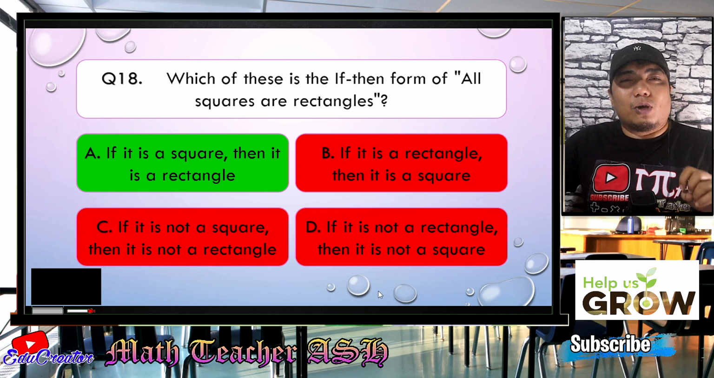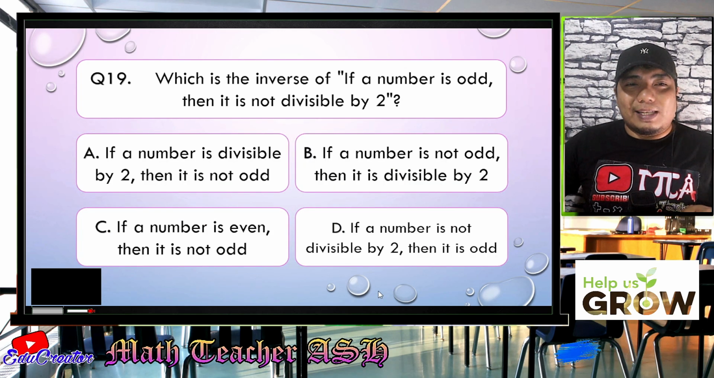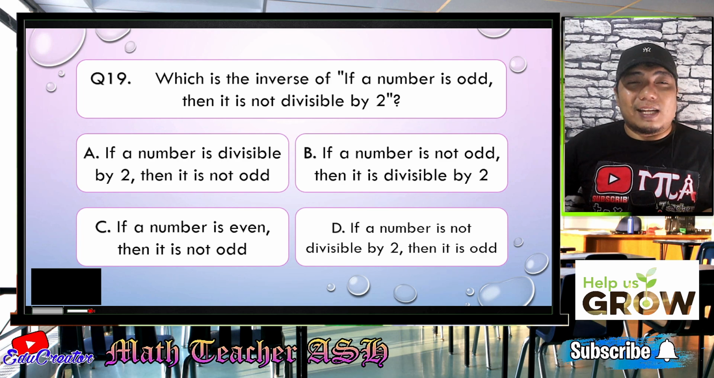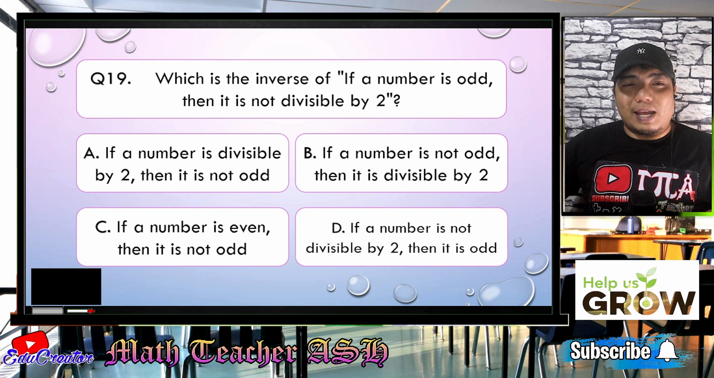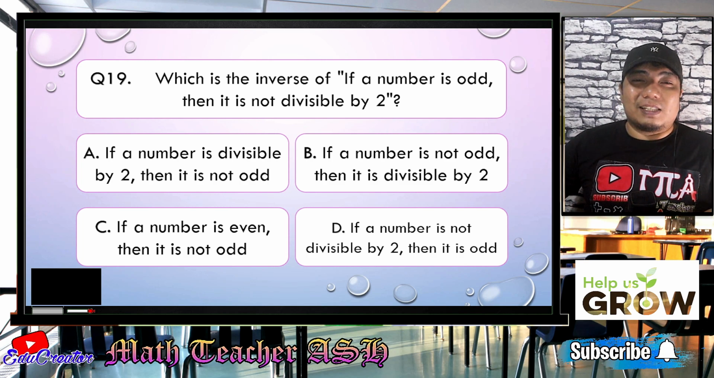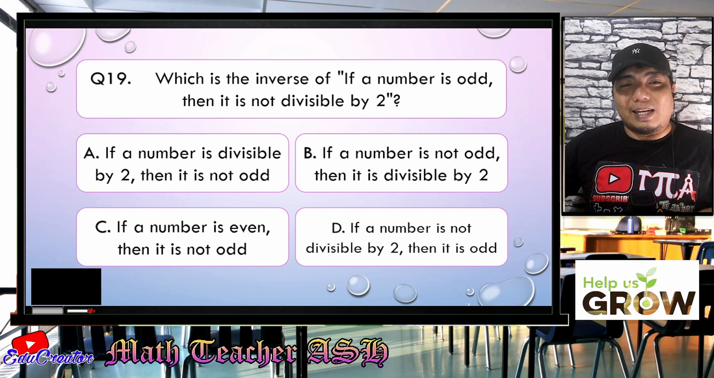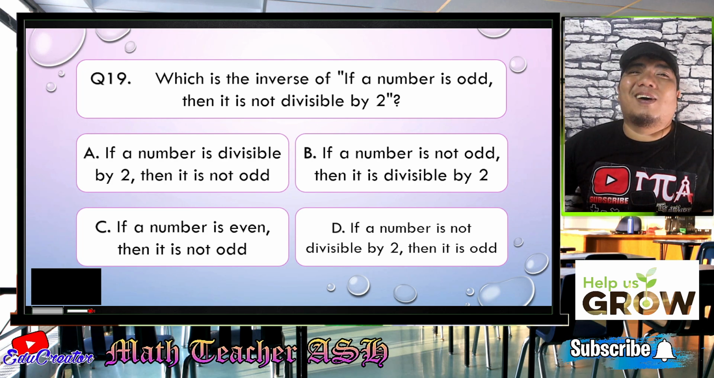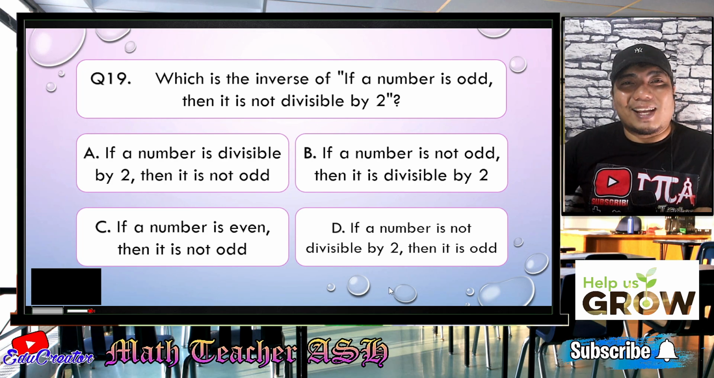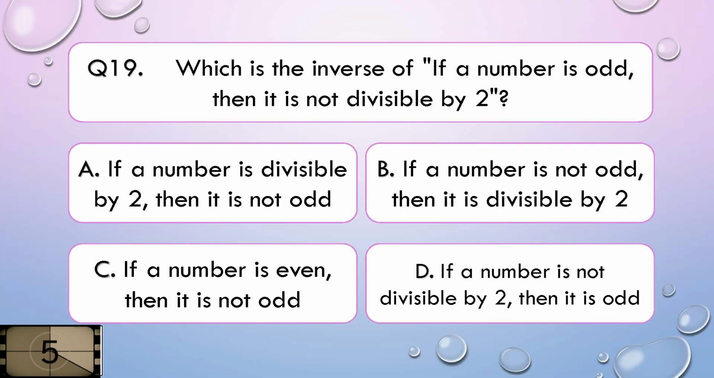So now let us go to question number 19. What is the inverse of if a number is odd, then it is not divisible by 2? Is it A, if a number is divisible by 2, then it is not odd? B, if a number is not odd, then it is divisible by 2. Or letter C, if a number is even, then it is not odd. Or letter D, if a number is not divisible by 2, then it is odd. All right, I will give you 5 seconds to think about your answer.